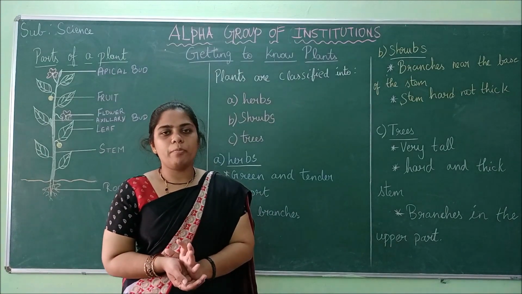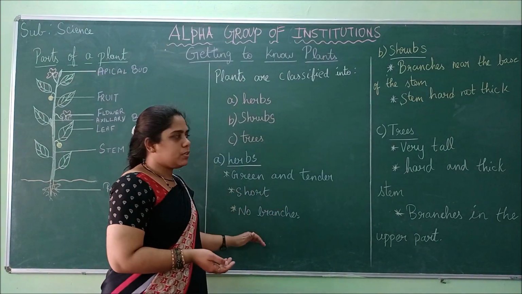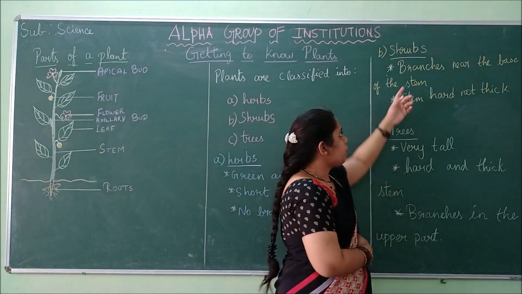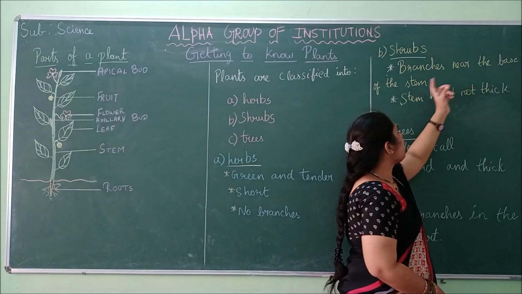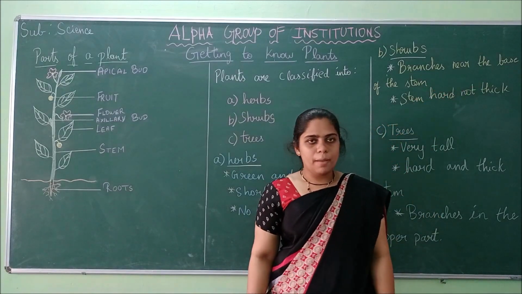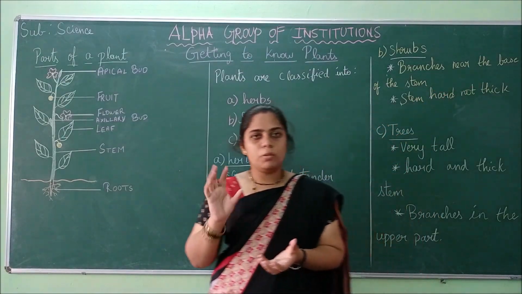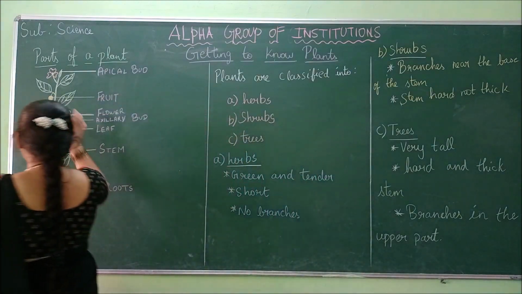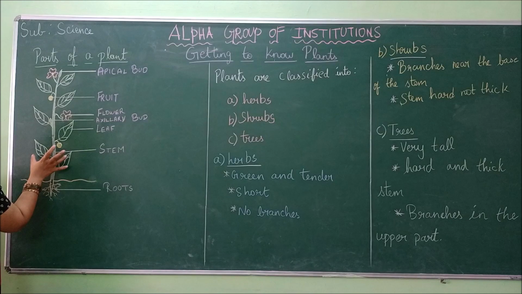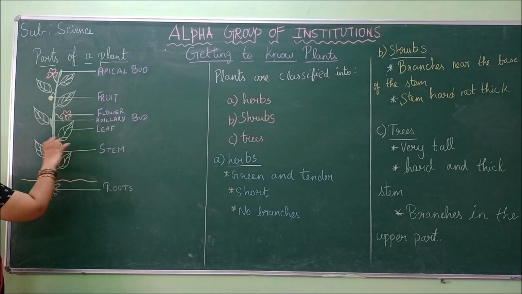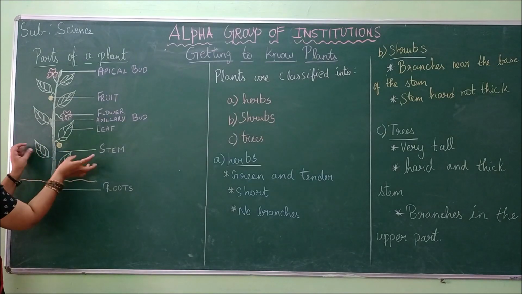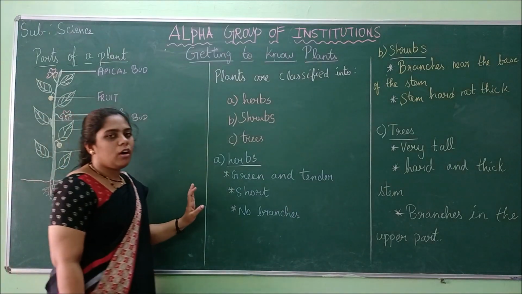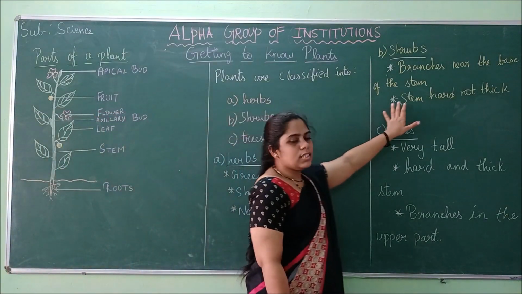So those kinds of plants are known as herbs. Next we are going to see the shrubs. Shrubs branch near the base of the stem. So what happens? All the branches will be present on the lower part of the plant, but not on the top. Those types of plants are known as shrubs.